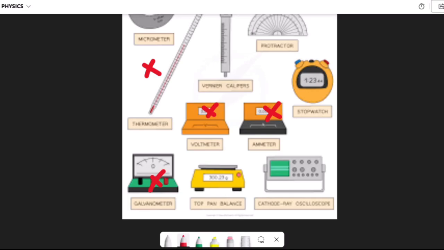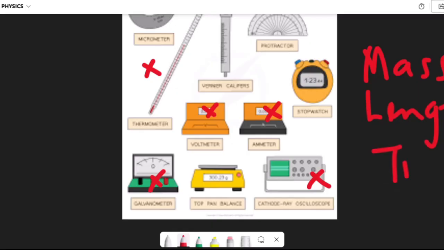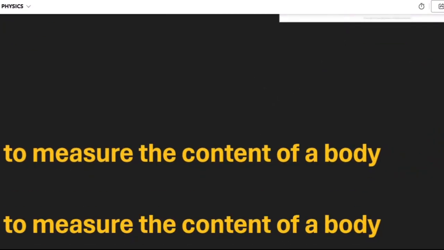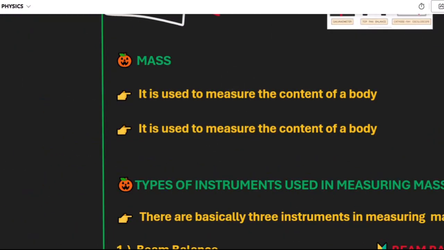As you can see here is a cathode ray oscillator. So these instruments you are seeing are meant to measure a particular kind of quantity. But focusing for our exam purpose, we are going to be considering mass, length, and time. That means the instruments used in measuring mass, length, and time. Now let's pick them one after the other, coming with the very first one, which is mass.